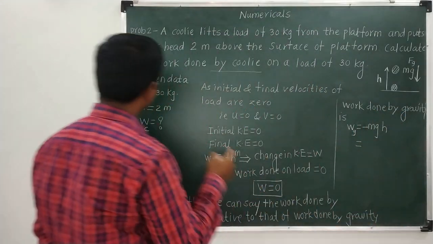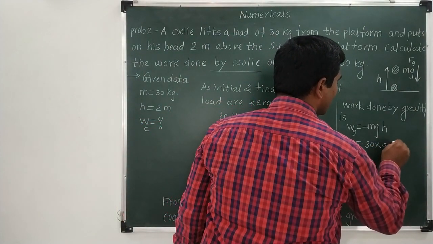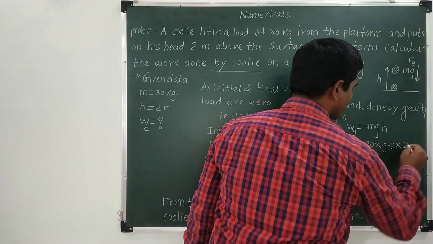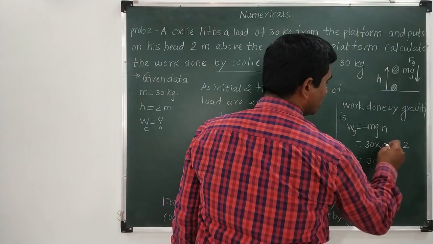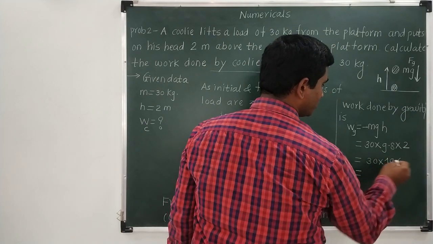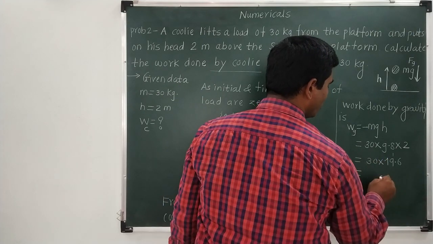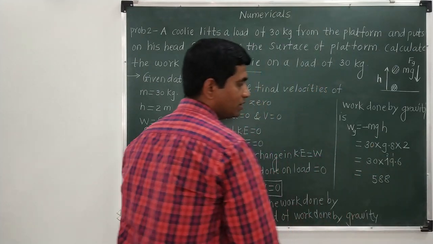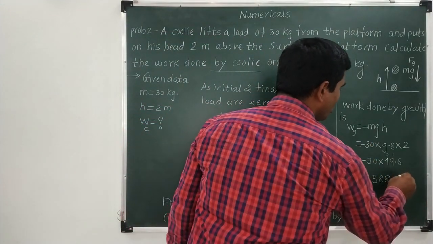Okay, so the mass of the load is 30 kg, acceleration due to gravity is 9.8, and the height to which the body is lifted is 2 meters. So this will come out to be 30 into 19.6. I'll just do this multiplication. 3 6s are 18, carry 1, 3 9s are 27 plus 1, 28, carry 2, 3 1s are 3 plus 2, that is 5. So it is coming out to be 588, but its sign is negative, joule.